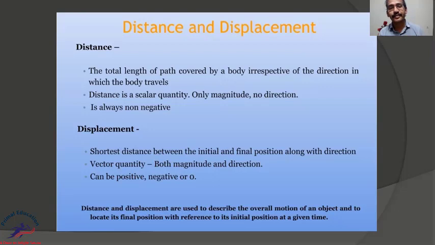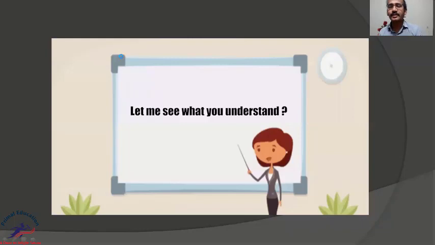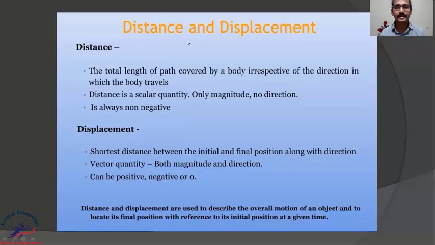Now, displacement can be positive, can be negative, can be zero. When the displacement is positive, we can discuss. An object started from here and reached point B in a straight line. Distance is, say for example, 5 kilometers. Here in this case, distance is equal to displacement. If an object travels in a straight line, the actual path traveled by the object is 5 kilometers. The minimum distance between A and B is 5 kilometers.